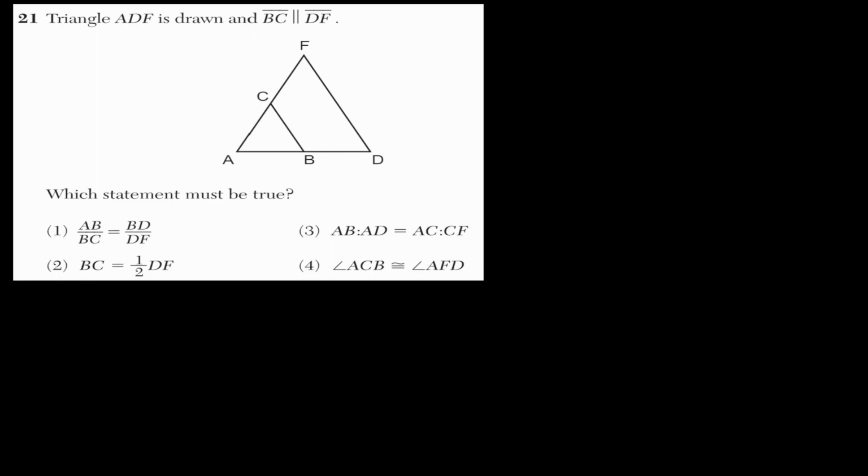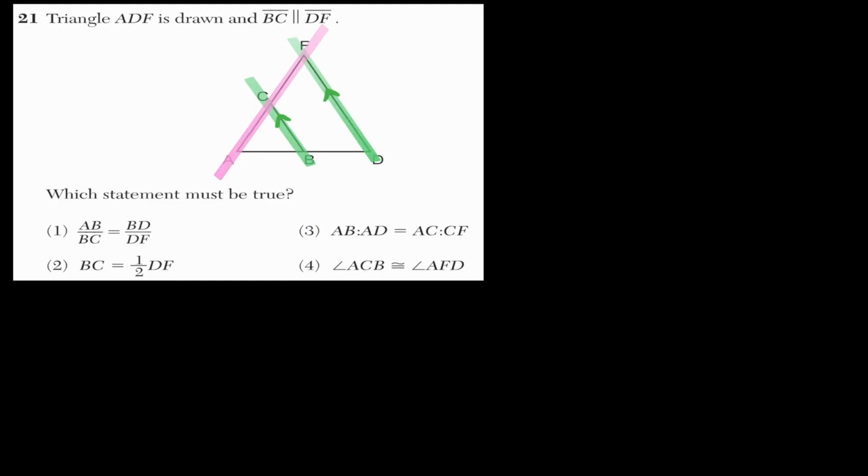In question 21, we have a triangle ADF, which is the outside in the figure given below. In addition, we have two parallel lines, BC and DF, where BC is right here and DF is right here. What we would like to know is, which of the following statements are true? Anytime that we are being given information about parallel lines, we might want to think about whether there are any congruent angles. So let's start by considering these two parallel lines, CB and FD, and the transversal AF.